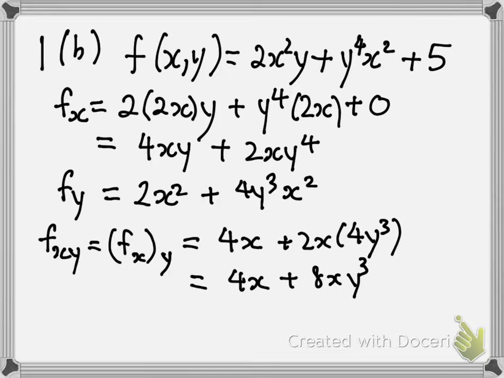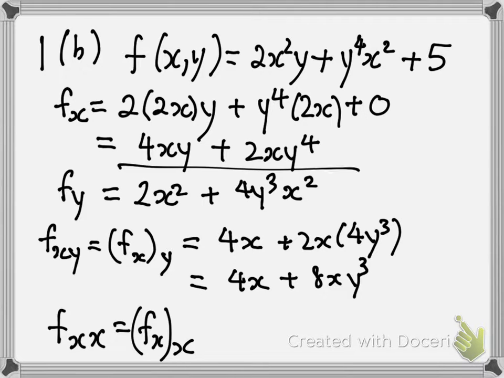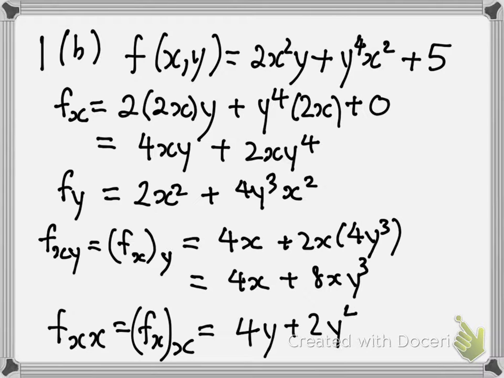If we have to find fxx, then we are taking the original function f sub x and differentiating with respect to x. So this thing with respect to x will keep y constant, and then we are going to get four, and then times y, 2, and then times y to the 4.